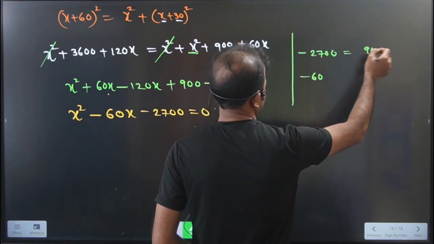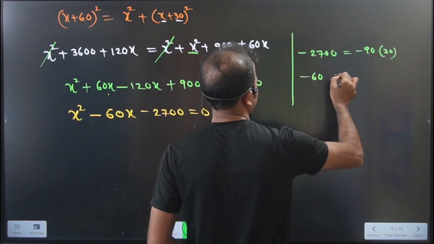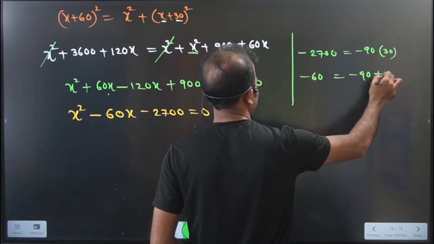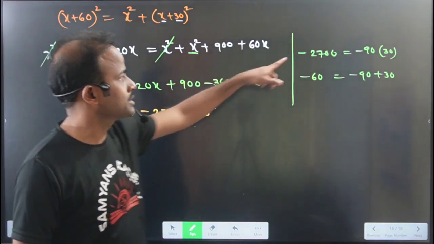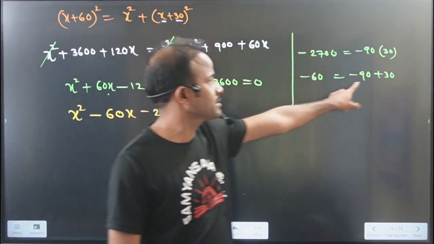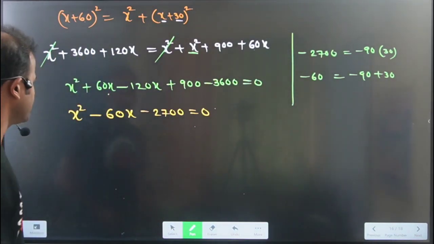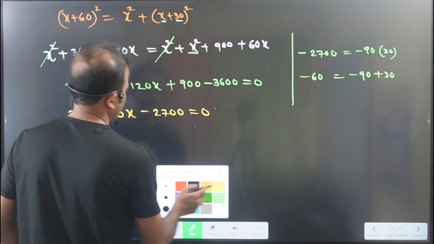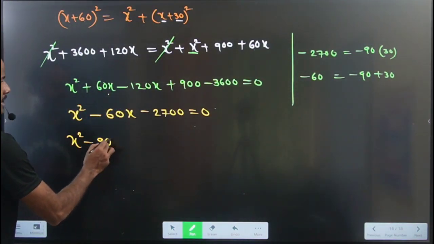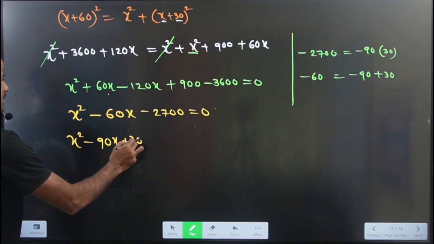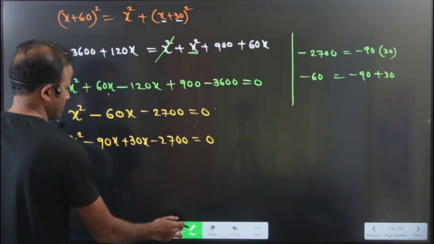Directly I am writing it. That is 90 and 30, minus 90 and 30. You see, minus 90 and 30. So minus 90 into 30 is minus 2700, minus 90 plus 30 is minus 60. Okay, now you split the middle term. Then this minus 60x we can write as minus 90x plus 30x minus 2700 equal to 0.